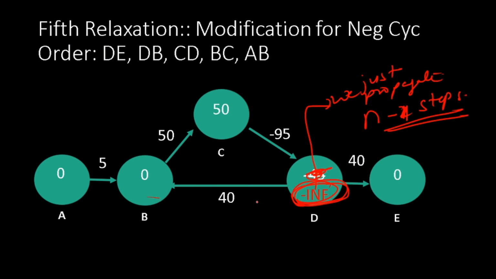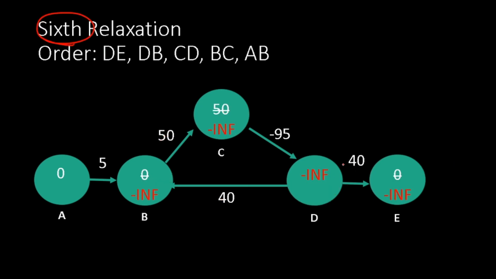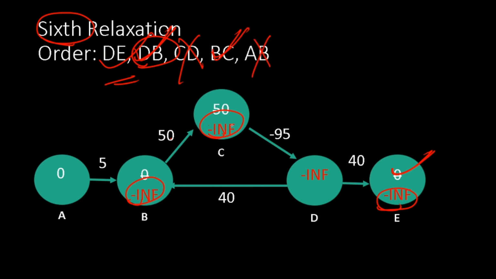Sixth relaxation. When this is minus infinity plus 40, this also gets turned to minus infinity. Minus infinity plus 50, this also gets turned to minus infinity. Minus infinity plus 40, this also gets turned to minus infinity. And that's exactly what's happening. Everything has become minus infinity. The order was DE, this got relaxed. DB, this got relaxed. CD, nothing happened. BC, minus infinity plus 50, relaxation happened. AB, nothing happened. So sixth relaxation, we already have 4 negative infinities.